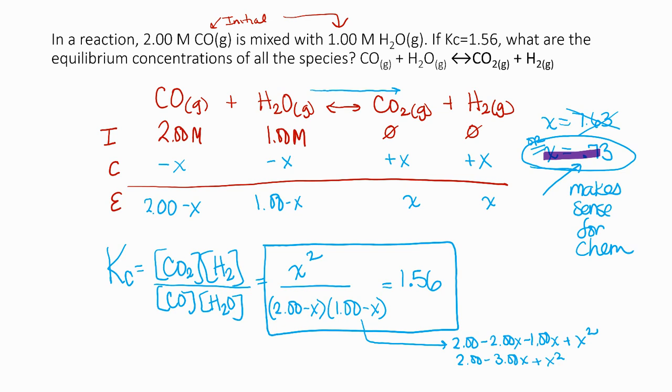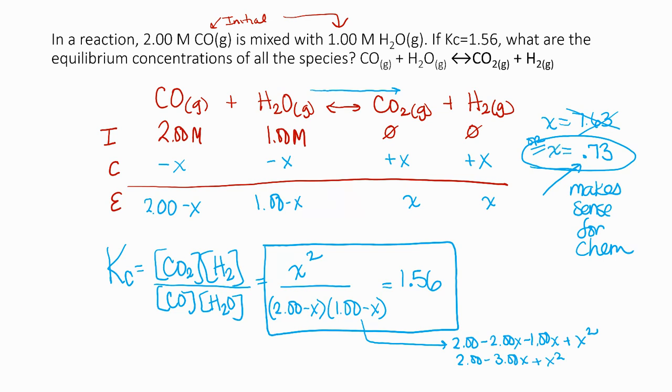Okay, so now what does this mean? I know my x, it's 0.73. Sorry, it looked like I was crossing it out. I think it's just that. Let me erase that purple there. Okay, so that's our x.